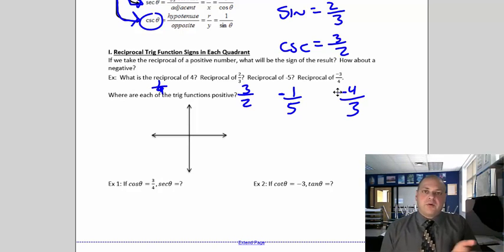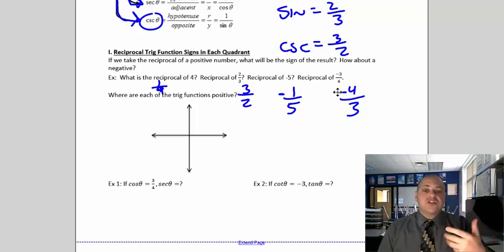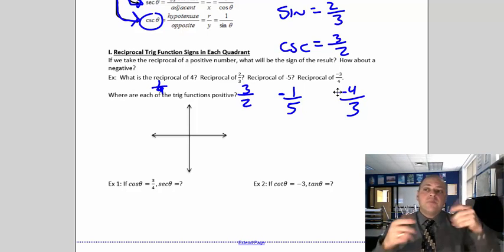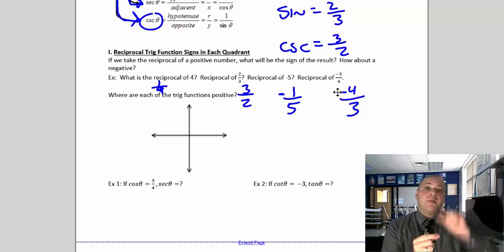Why did I have you do all these to practice? Because I want you to notice that when you started with a positive and you take a reciprocal, you still have a positive. You started with a positive, you flip it, you still have a positive. When we started with a -5, we flipped it, we still got a negative. We started with a -3/4, we flipped it, we still got a negative. Flipping or doing the reciprocal does not change the sign. It just takes the numerator, makes it the denominator, and the denominator becomes the numerator, but the sign does not change. And that's what's nice about this. And that's how we're going to come up with the positive and negative in the quadrant.